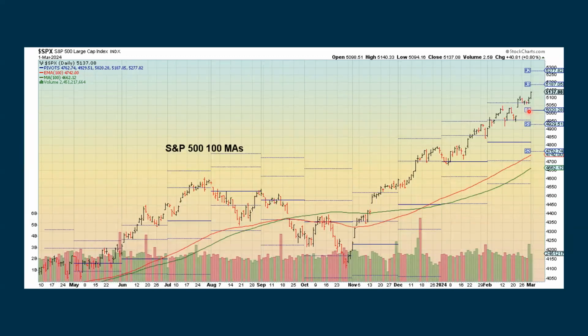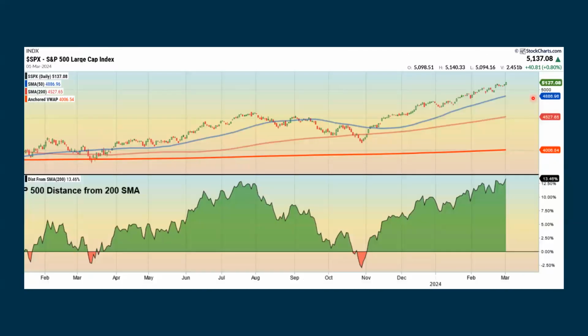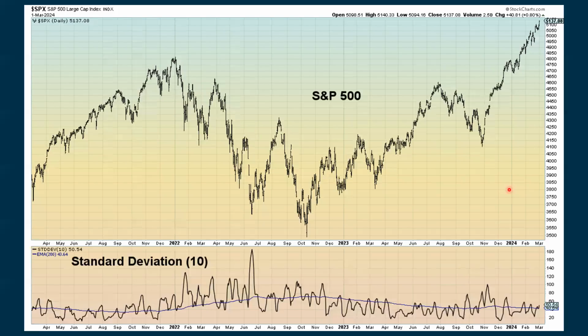Here's a little further out, looking at a 100-period moving average study. Both of the lines are going up and prices are above both. So our intermediate term to long-term trend for the market right now is up. Then we want to know how far away are we from the 200-day simple moving average. We're well above this right now, up almost 13.5% from the 200-day moving average.